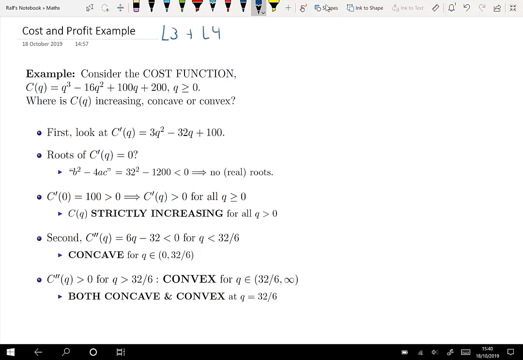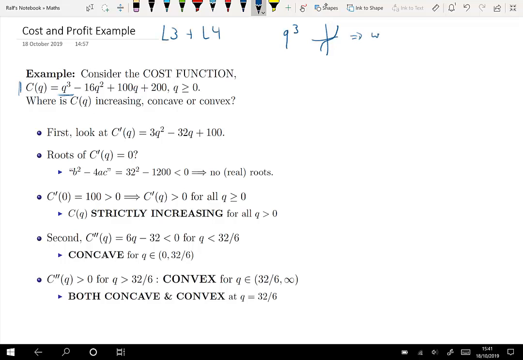In this clip, we'll investigate the properties of a cost function. So you can see the cost function q to the third minus 16q squared plus 100q plus 200. It's only defined for positive q, positive quantities. That usually makes sense. The leading term here is a q to the power of 3. That means if you look at the cubic function, it looks something like this.